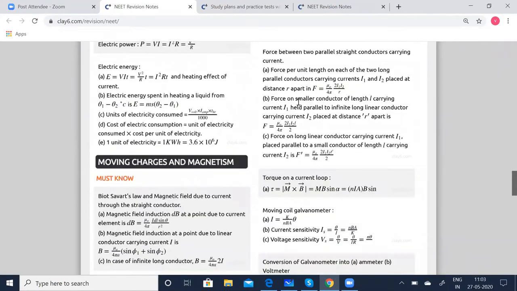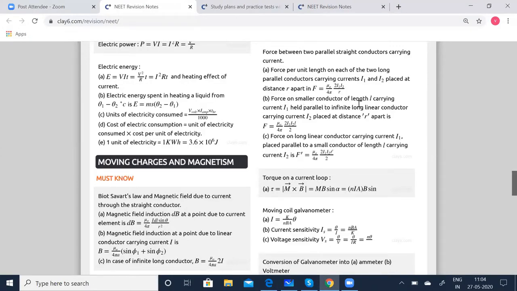Force between two parallel straight conductors carrying current. Here we are going to see what happens when two parallel conductors carry current in the same direction or in the opposite direction. We are going to see both the conditions here. Force per unit length on each of the two long parallel conductors carrying currents I1 and I2, when they are placed at a distance r apart, is given by F is equal to mu 0 by 4 pi into 2 I1 I2 by r, where I1 and I2 are the currents in the two long parallel conductors and r is the distance between them.